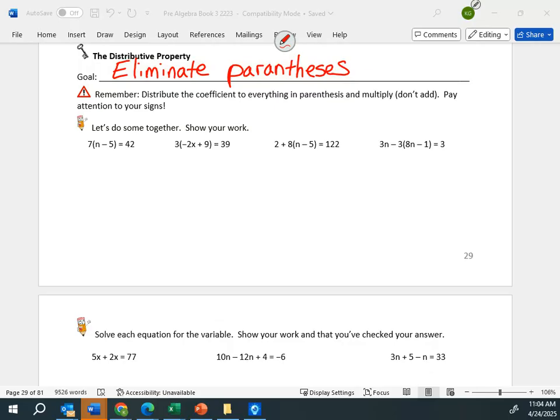Okay, we talked about that yesterday. If you're multiplying it by a minus 9, that's a negative 9. It's got to remain that negative unless you're multiplying it by a negative. So we're going to really pay attention to those signs.